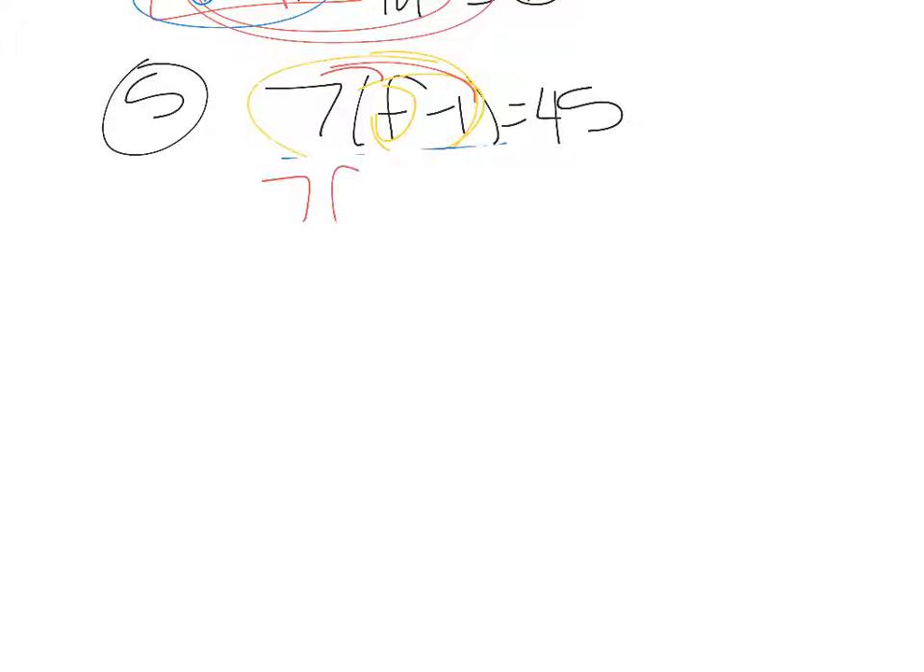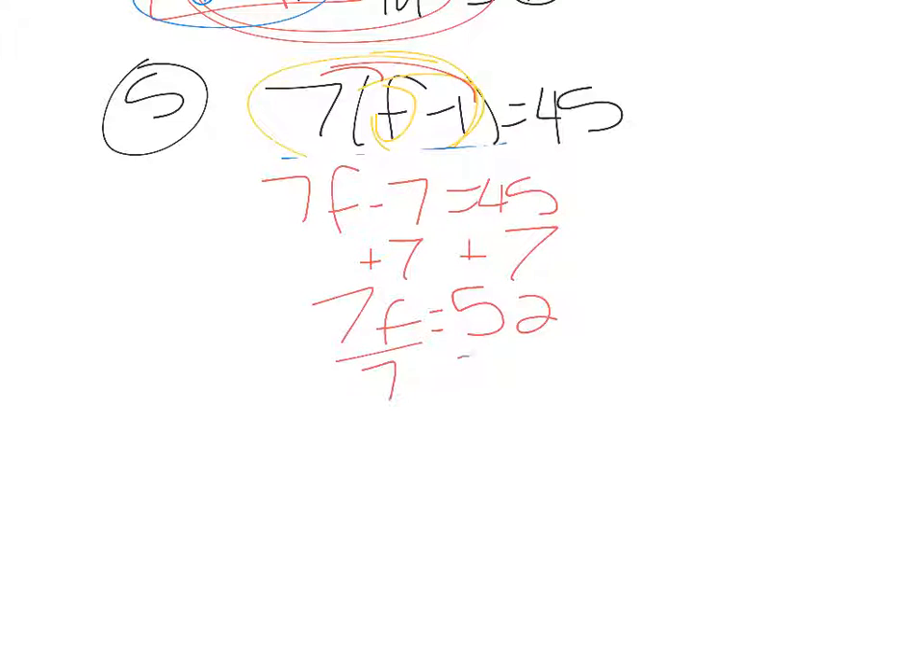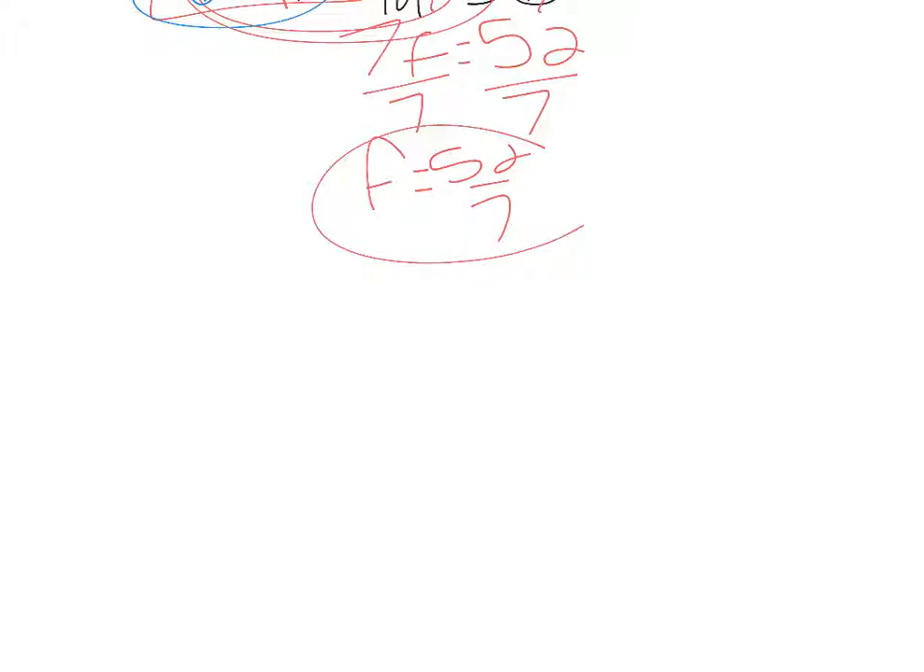If it's not something that goes in evenly, I would probably recommend you go ahead and distribute. So I get 7f minus 7 equals 45. And then we can go ahead and add 7 to both sides. So we get 7f equals 52. Divide both sides by 7, and we can just leave our answer as an improper fraction. You would get the same answer if you had divided out the 7, but it would have been a lot more work.